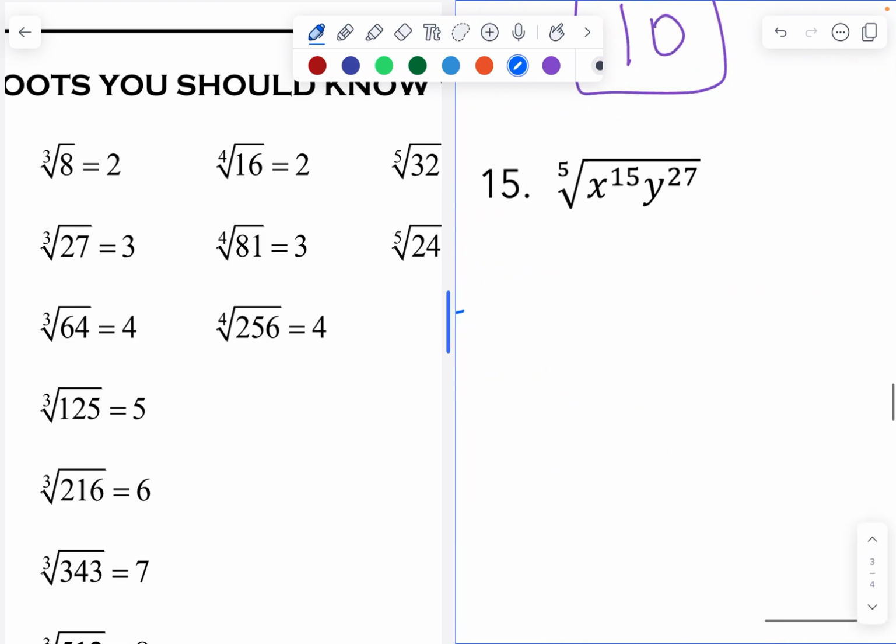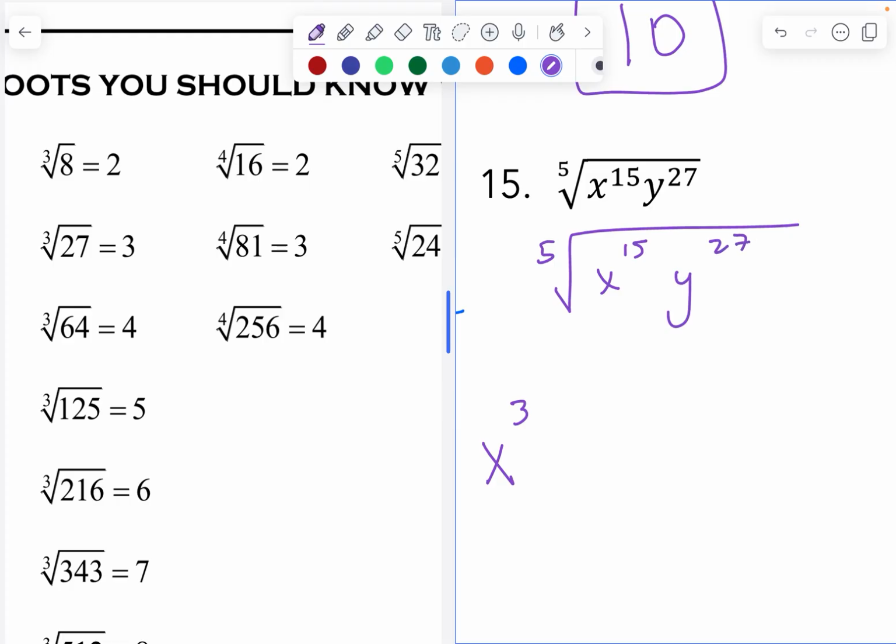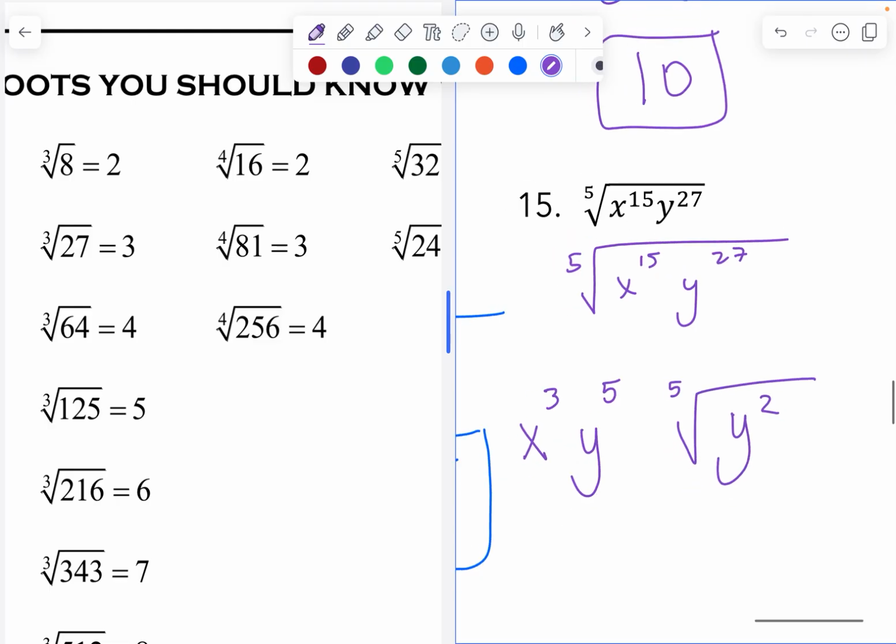All right, last one of this type. So this is the same thing, just with a 5. And you might be able to just jump to this and say, hey, if I wrote these all with 5s, x to the 15th, I know that there's 3 of those that are going to come out. And then y to the 27th. Well, 27 divided by 5 is 5. So I know I'm going to be able to take out 5 of those, but then there would still be 2 left over. Okay, so that's one way to do it. I do like seeing all the writing, but I know 27 is kind of a big number.